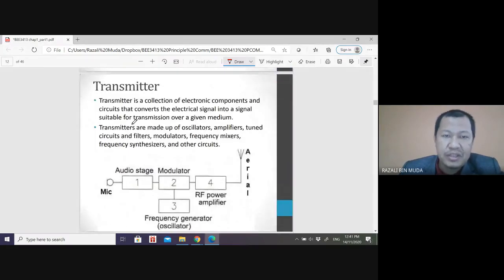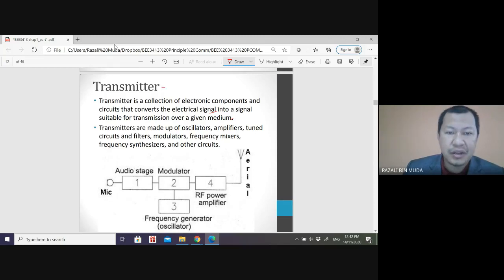Okay, transmitter. So what is a transmitter? A transmitter is the collection of electronic components and circuits that convert the electrical signal into a signal suitable for transmission over a given medium. So a transmitter is basically a circuit, a collection of electronic components and circuits.